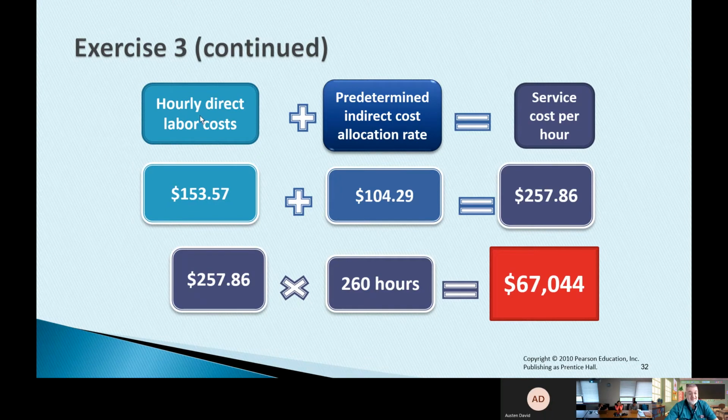So now we're going to start to put all of this together. Our hourly rate plus our indirect rate gives us our service cost per hour. This is still a service company. We have $153.57 per hour as our labor cost, and our indirect cost is $104.29 per hour. You add those two together, you get $257.86. Are you guys following with me there?